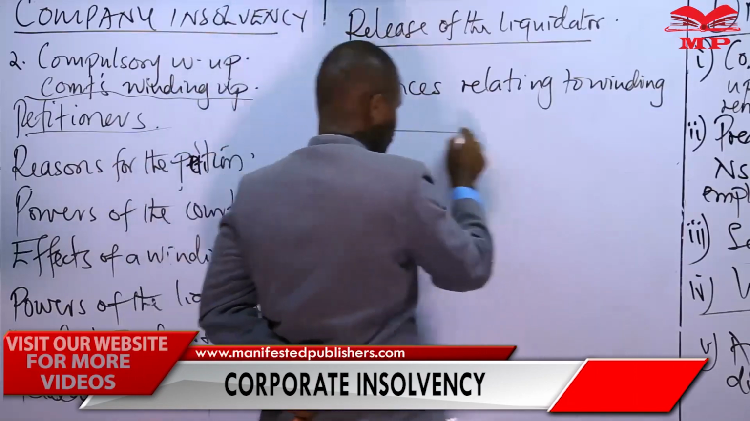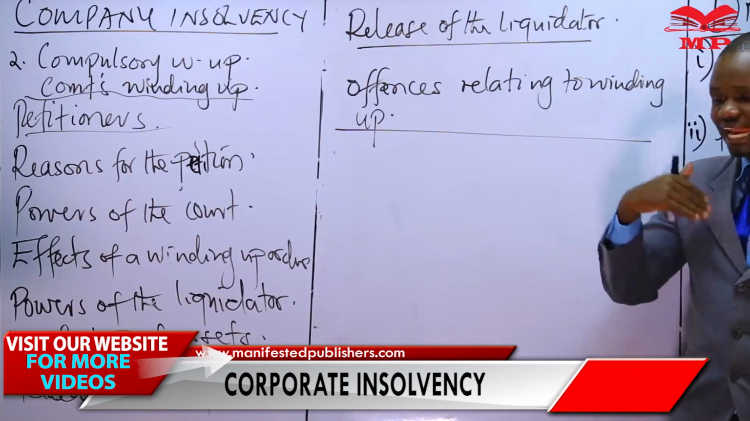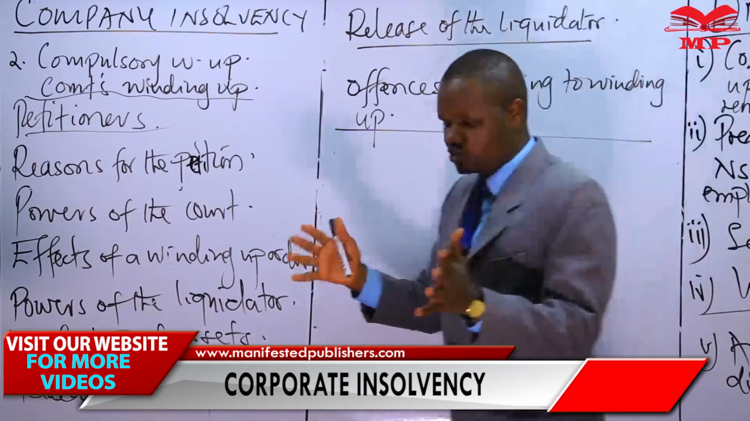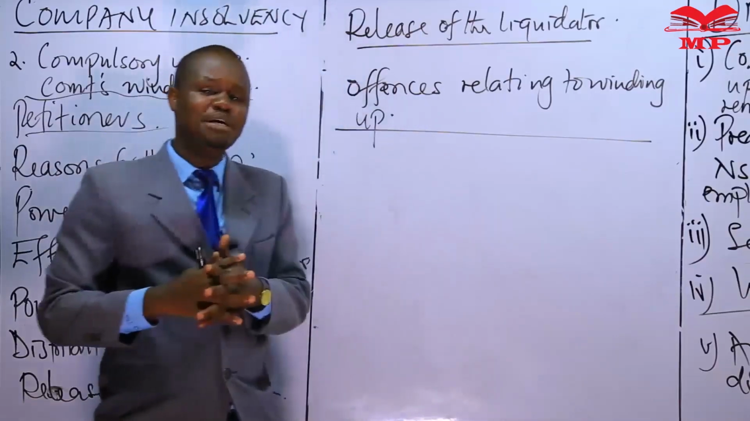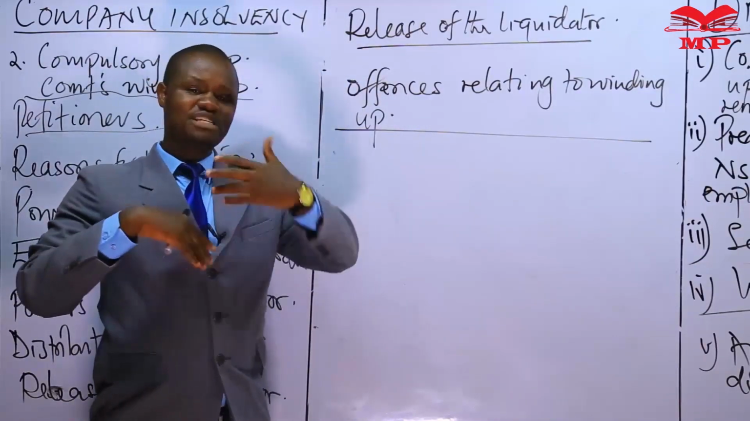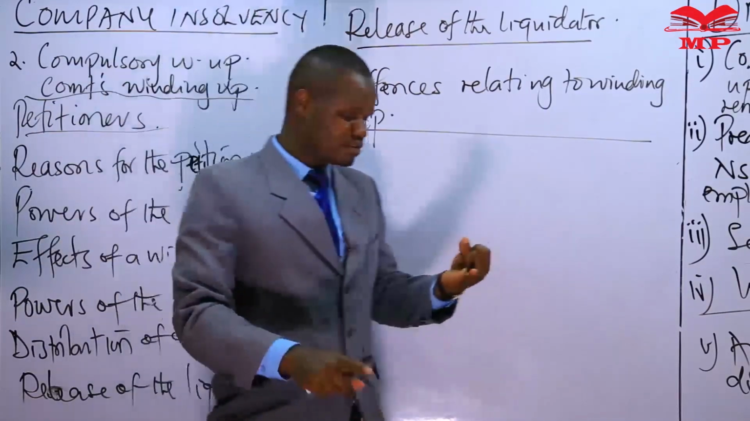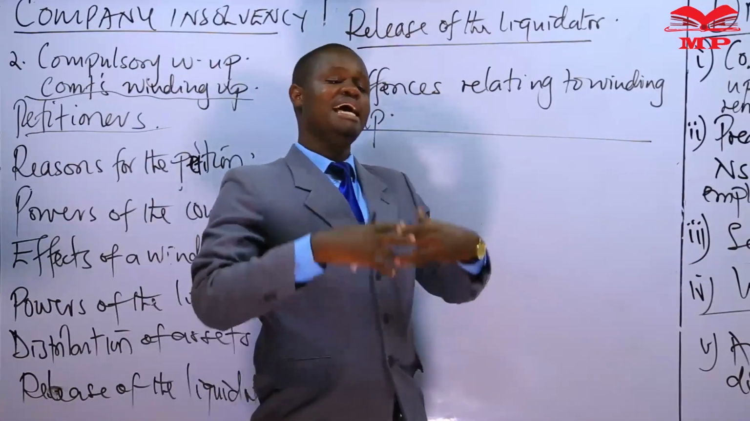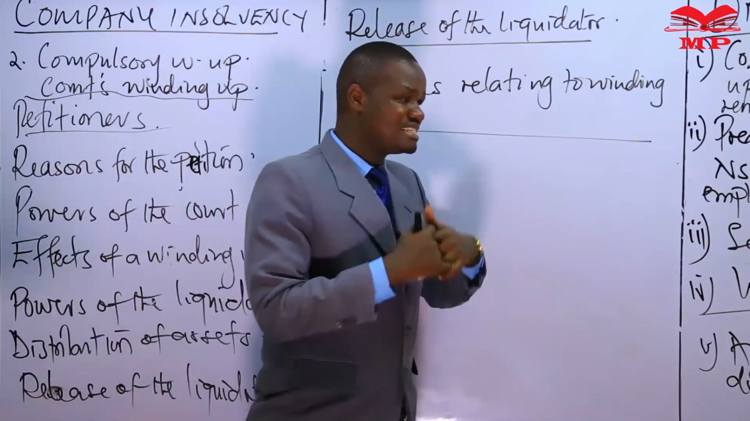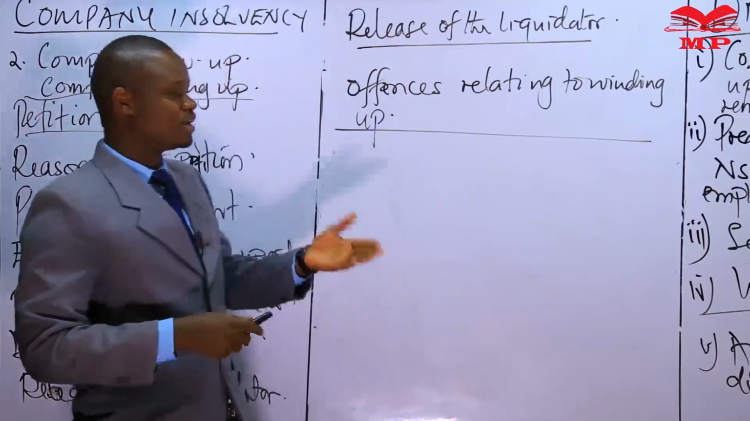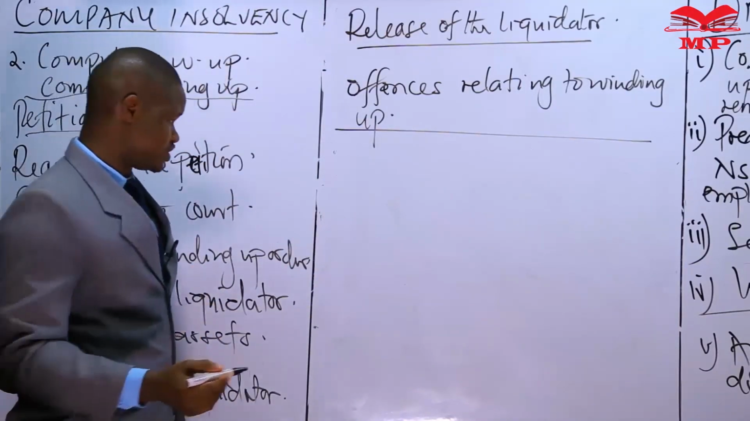Offenses relating to winding up. Now, if you look at the winding up process, which is largely governed by statute, that is the Insolvency Act, there are some strict requirements of the Act that the persons participating in this winding up process, be they the directors of the company, be they the liquidators, must observe. Failure to observe such may result in criminal liability, for which the Act also prescribes punishment.